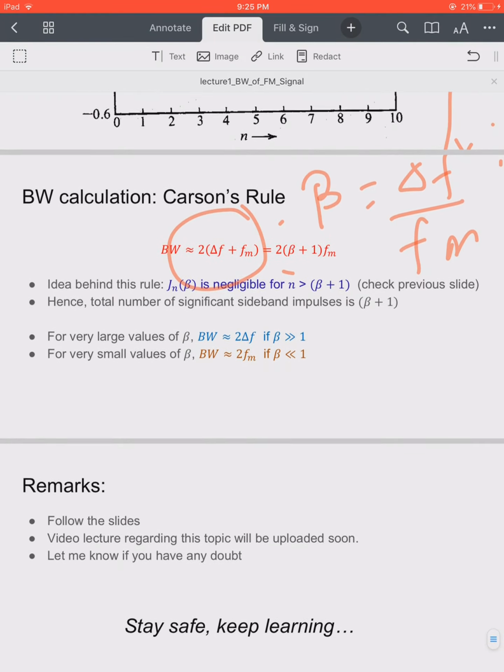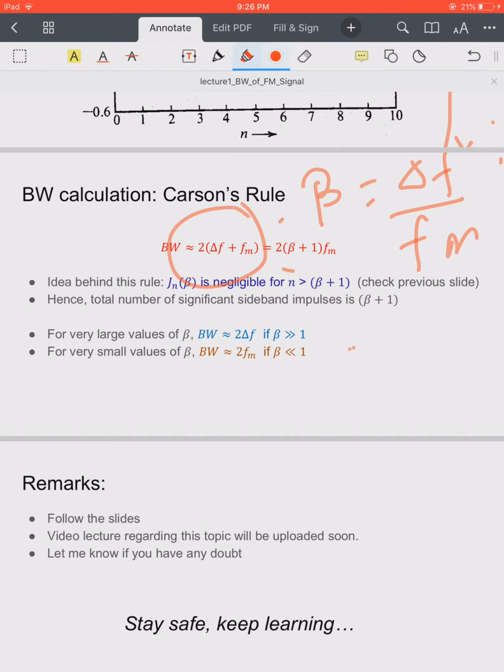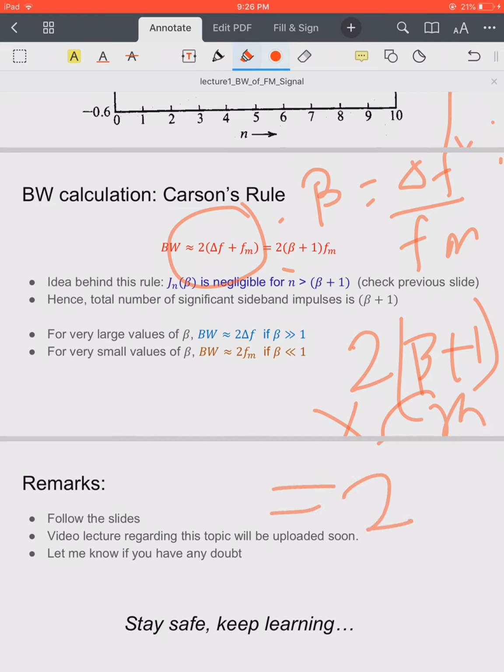For very large values of beta, when beta is much greater than 1, it will simply be 2 delta f. How? You just apply 2 times (beta plus 1) times fm, so that will be 2 beta fm, since beta plus 1 is approximately beta. We can neglect the 1. So 2 beta fm means 2 delta f. For very small values of beta, the bandwidth will be 2 fm, right? In that case we can neglect beta, so 2 times fm.